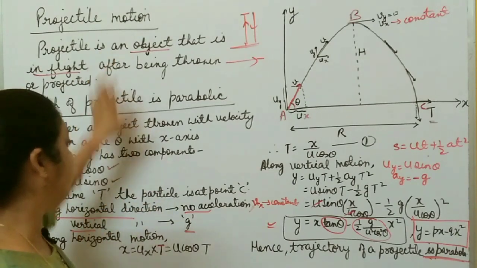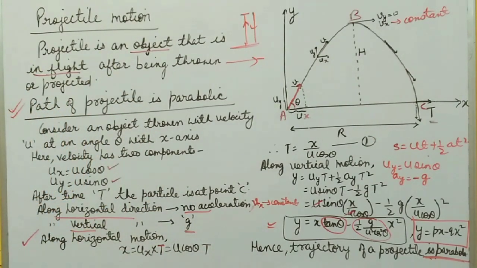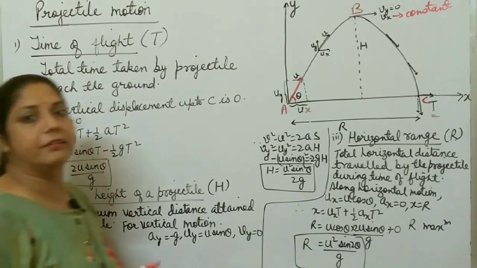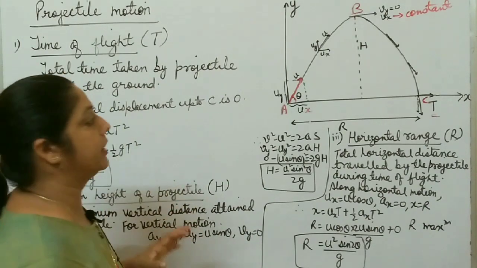For this you have to prove like this one. Hope you understood. Take a screenshot, then we will find different values related to projectile. Now after proving the trajectory of a projectile, there are different terms related to projectile motion.